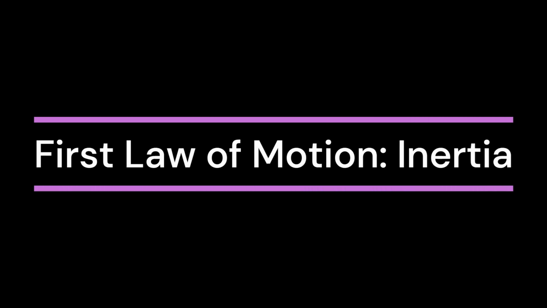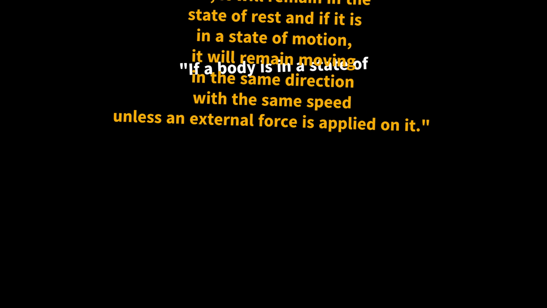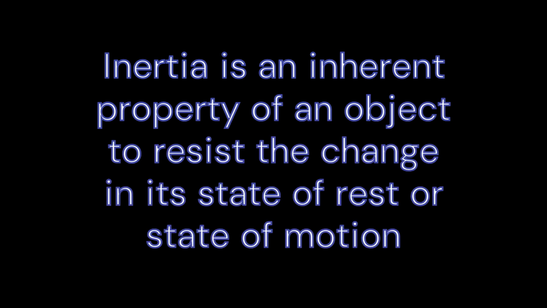The first law of motion states that if a body is in a state of rest, it will remain in the state of rest, and if it is in a state of motion, it will remain moving in the same direction with the same speed unless an external force is applied on it. What is inertia? Inertia is an inherent property of an object to resist the change in its state of rest or state of motion. Let us understand it with examples.